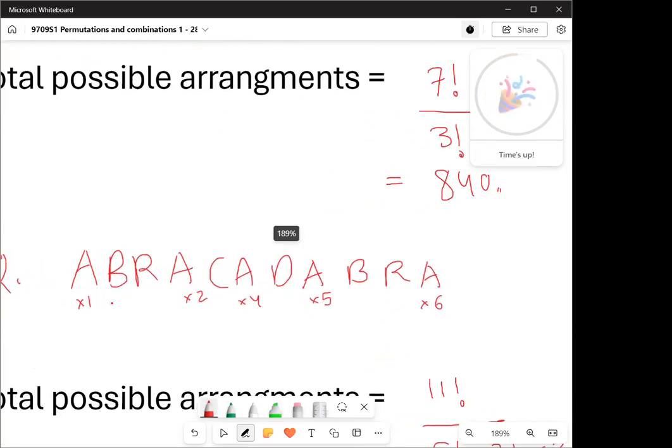Okay. Now 2 B's, 1 and 2, and then I have 2 R's, 1 and 2. So how do we get 6 A's? Where is 3? Where is 3?